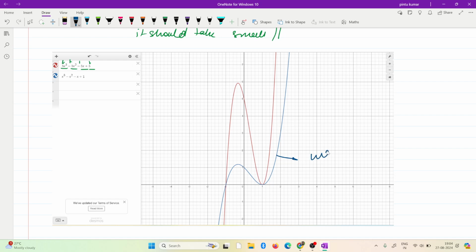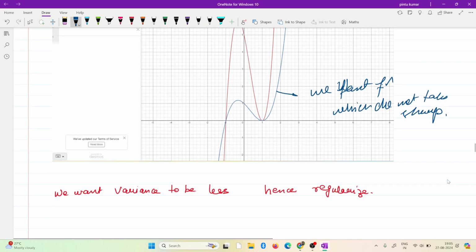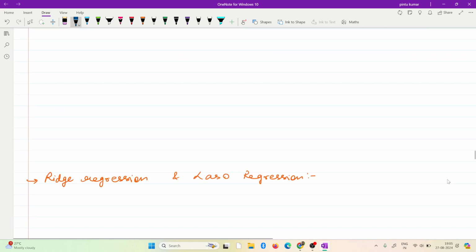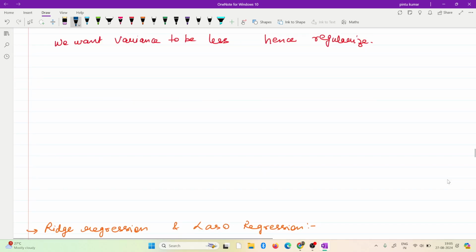So we want functions which do not take sharp turns. This is also what we achieve via regularization. So how do we regularize?